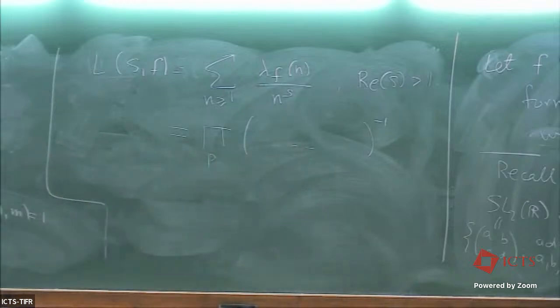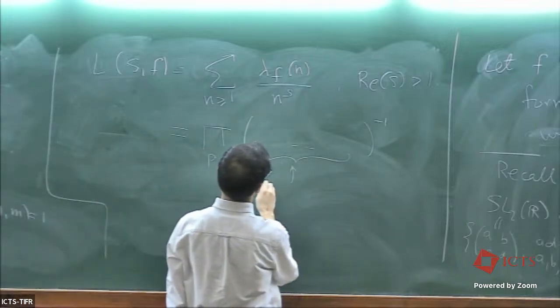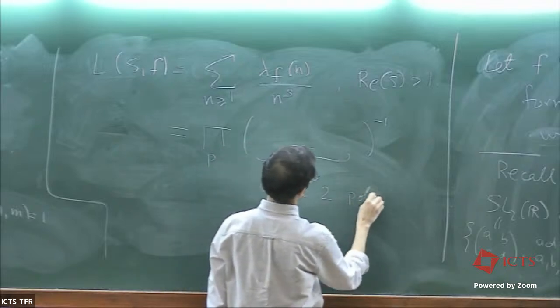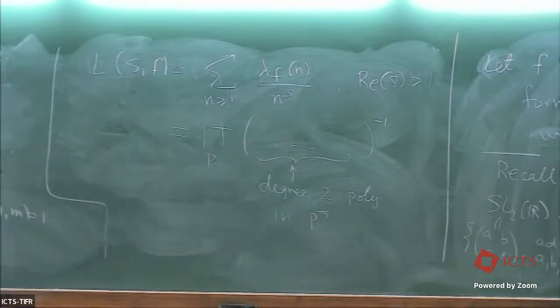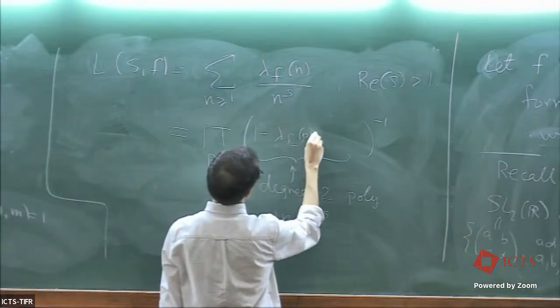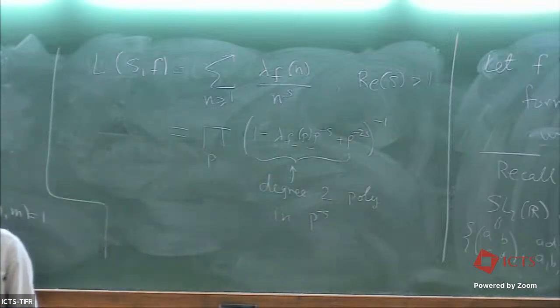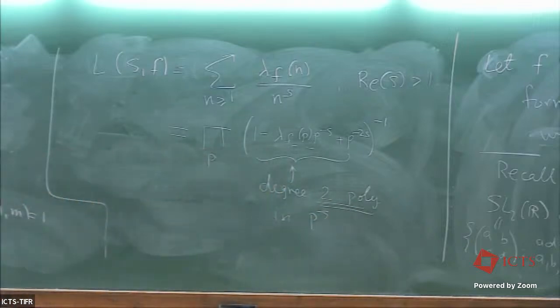What we need to know for this is that the local factor is going to be a degree 2 polynomial in p to the negative s. It just turns out to be 1 minus lambda_f(p) p to the negative s plus p to the negative 2s. But what is relevant for us is that it's a degree 2 polynomial.